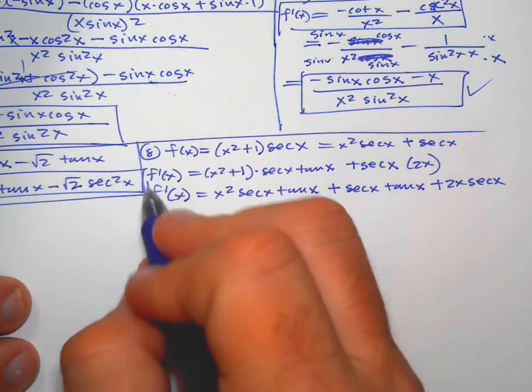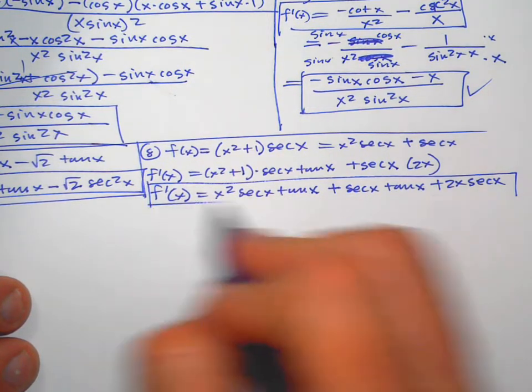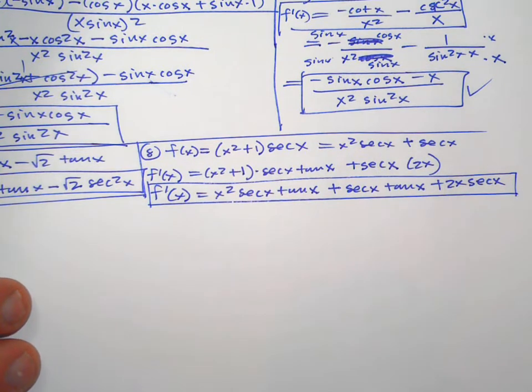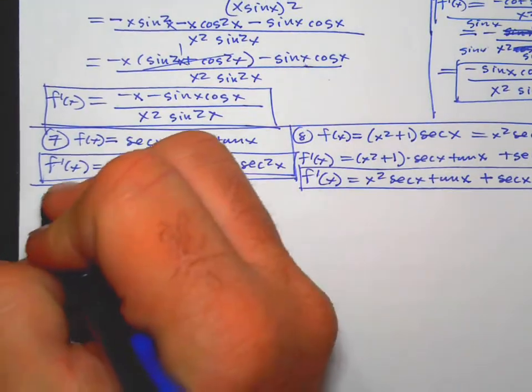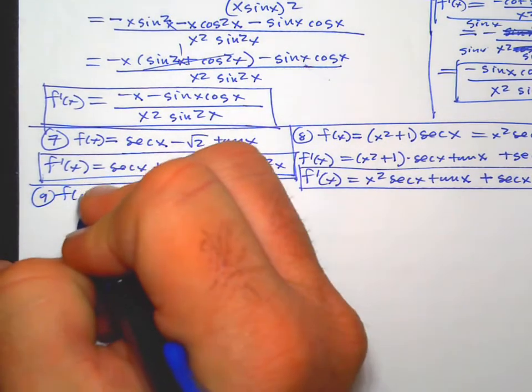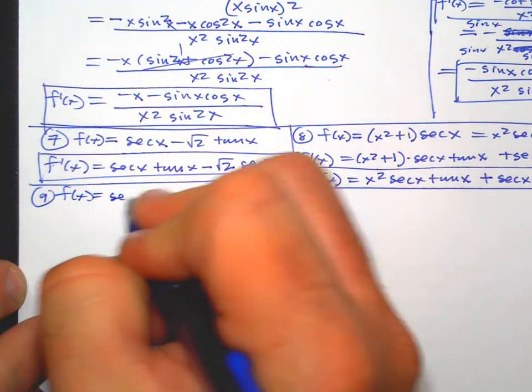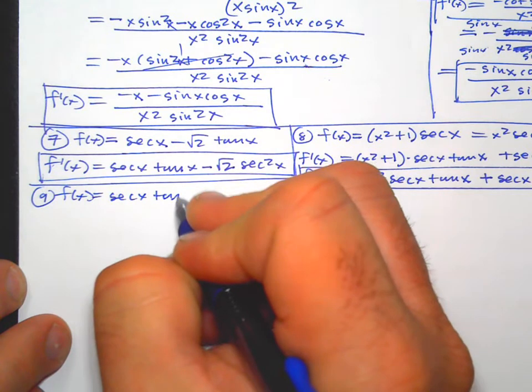Looks good. If you do the other one, you should get the same answer. And you're still going to do product rule. Number 9, f of x equals secant tangent.